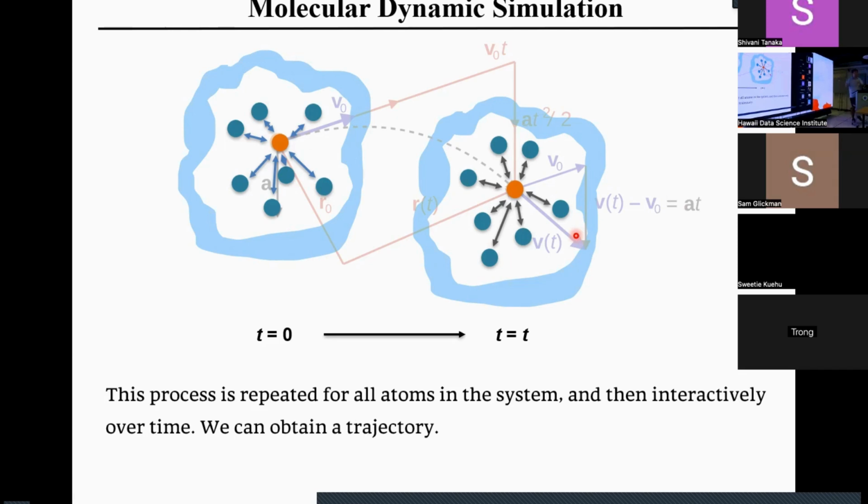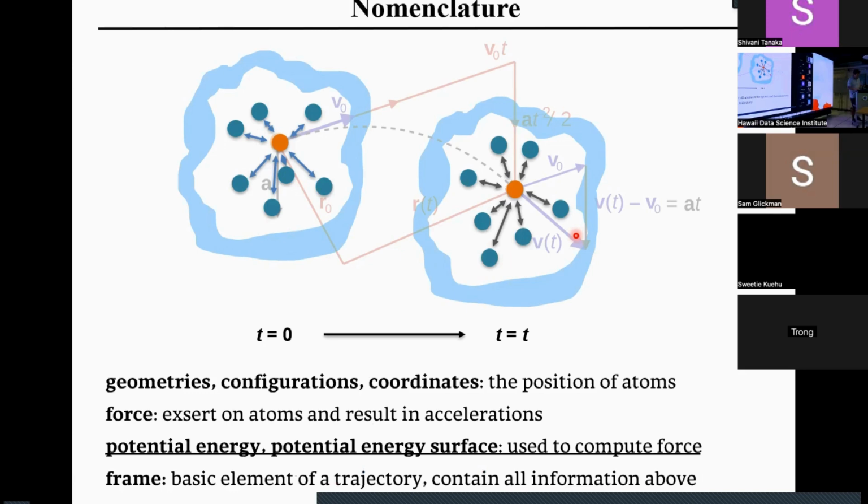This is exactly how animations were made. Okay, all right, so before I go any further, from here the talk is going to get a little bit more technical. I want to set out some of the nomenclature. You will hear me talk about geometries, configurations, and coordinates. They're all the same. We have to create these three different terms to talk about it.